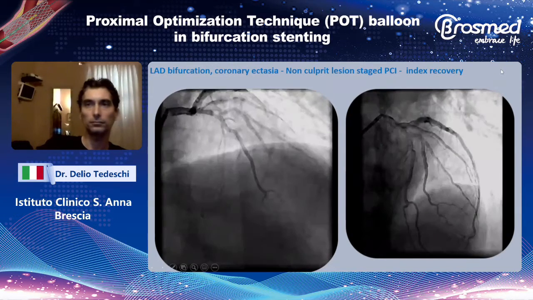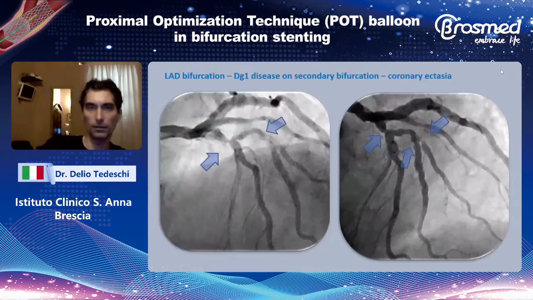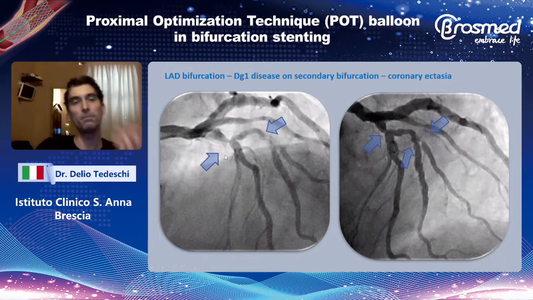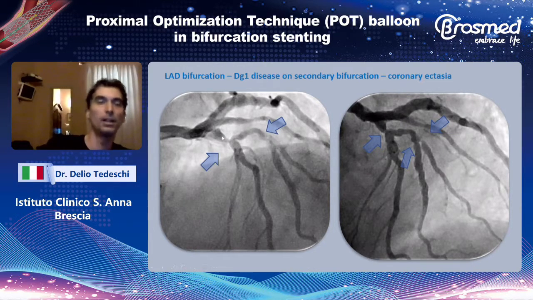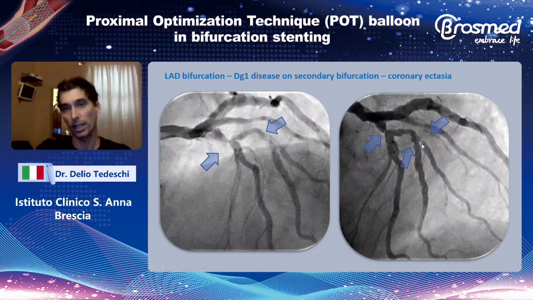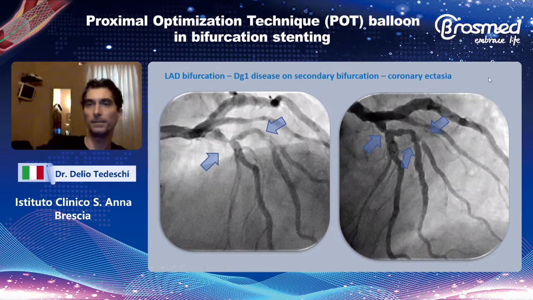Okay, this was the scenario. So proximal LAD with tight stenosis, no disease at the level of the medium LAD, and some maybe angulated origin of the diagonal, with disease at the level of the bifurcation of the diagonal.